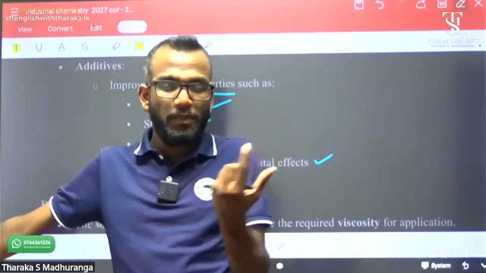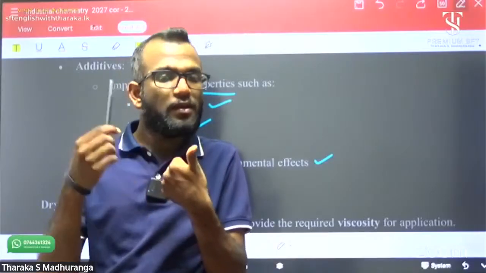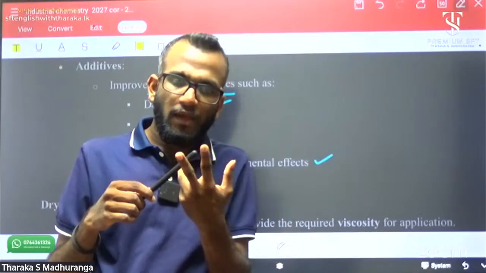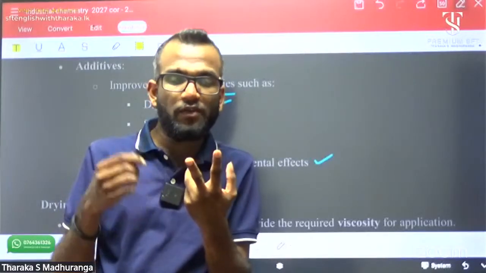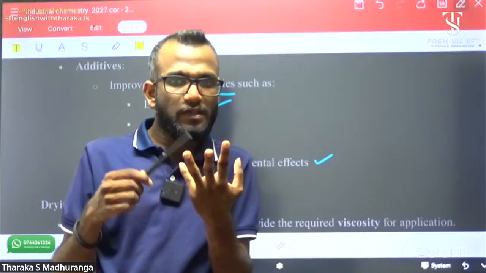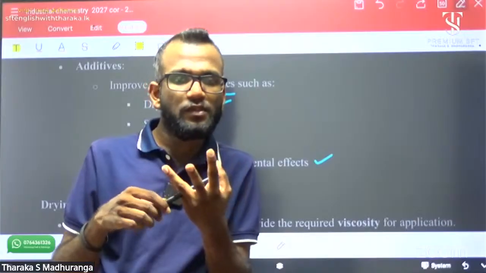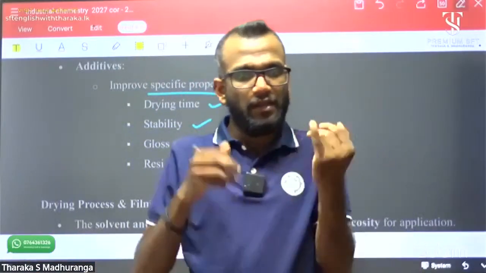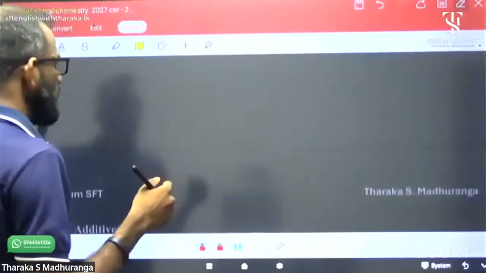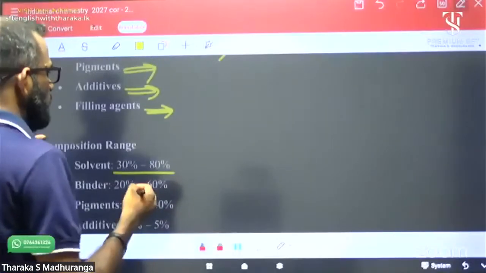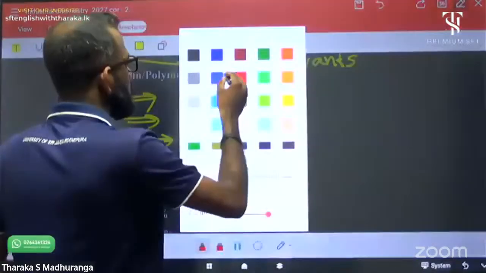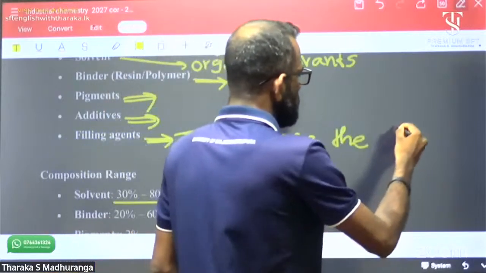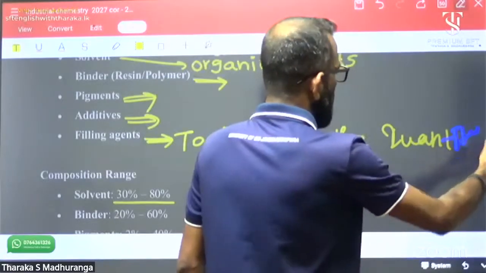Okay, what are the ingredients required for paint production? Solvent for giving the flowing property, binders to attach and retain pigments. What else? Pigments give different colors. What else? Additive materials, to maintain the quality and properties of the paints. And I have not mentioned filling agents, which increase the quantity, right? To increase the quantity sometimes.